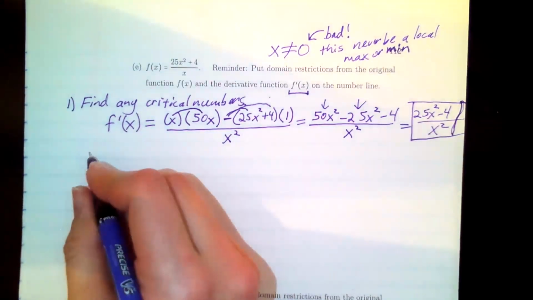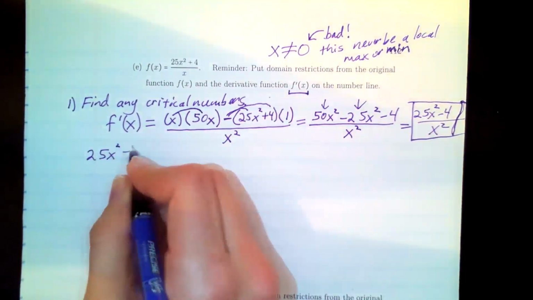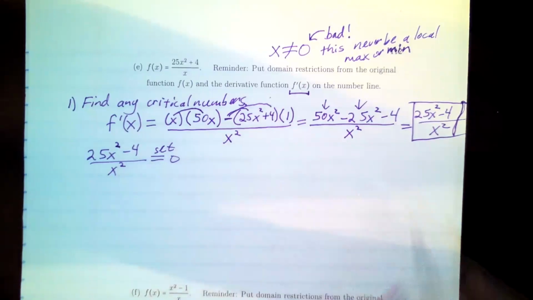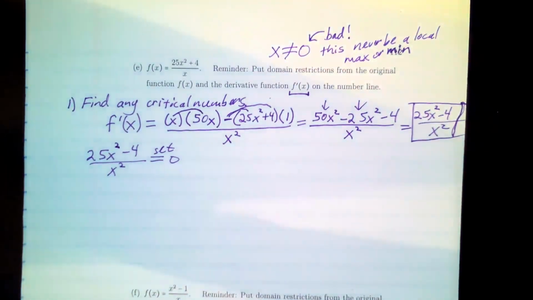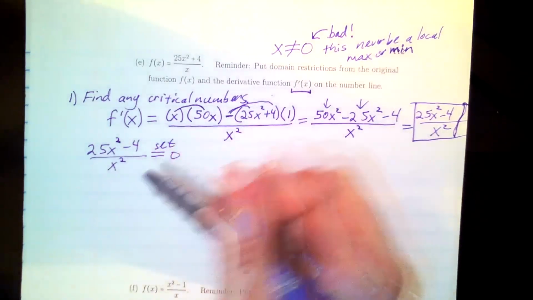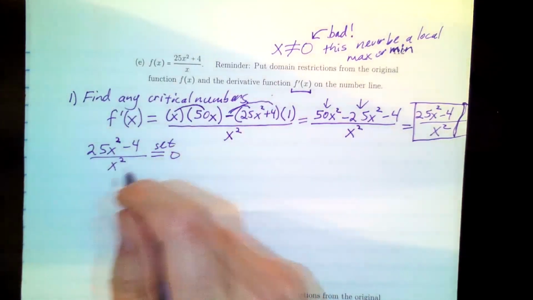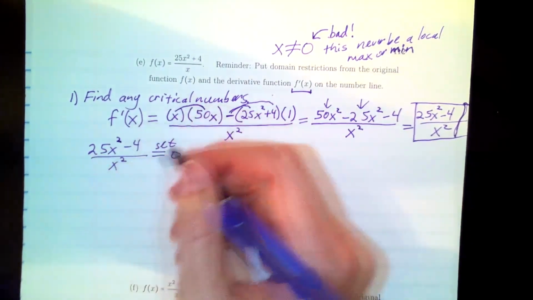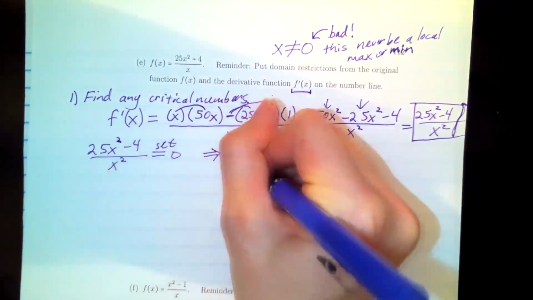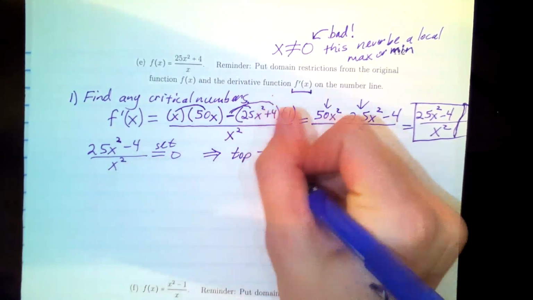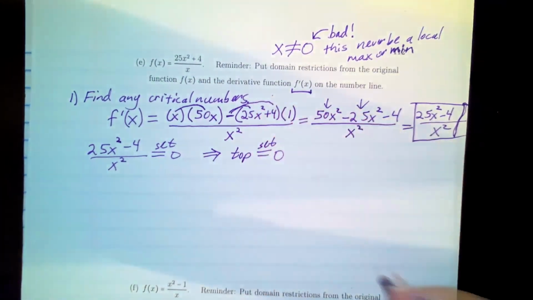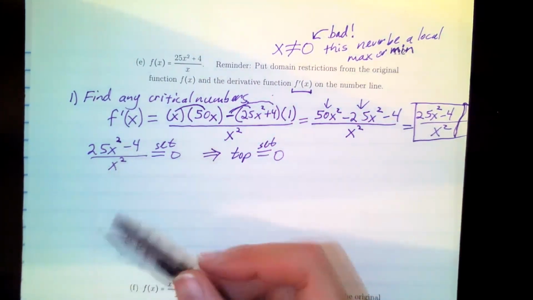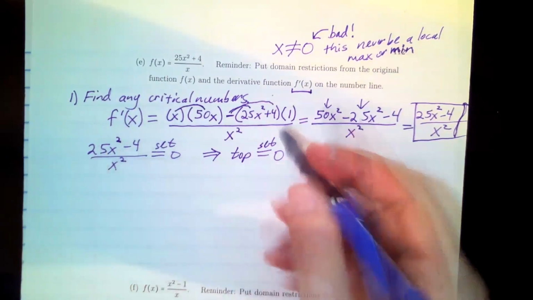I'm going to take that, and I'm going to set that equal to 0. And when you set this fraction equal to 0, the whole point about fractions is that I'm not allowed to let the bottom equal 0. So the only thing that'll make this whole thing equal to 0 is if the top is set equal to 0. So this is what I tell my class. Whenever you have a fraction and you're setting equal to 0, just take the top and set that equal to 0, because that's really the only thing that can be 0, right? The bottom's not allowed to be 0, domain restriction, that whole jazz. So take the top and set that equal to 0 instead.